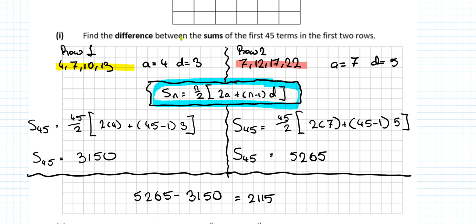Subbing in, just on this left-hand side, A is 4, and D is 3, and I said we want the first 45 terms. So you're multiplying that out, and on the right hand side, A is 7, the first term. D, the first difference, or the common difference, is 5. We want the first 45 terms. Multiply it out, subtract the 2. Easy question.